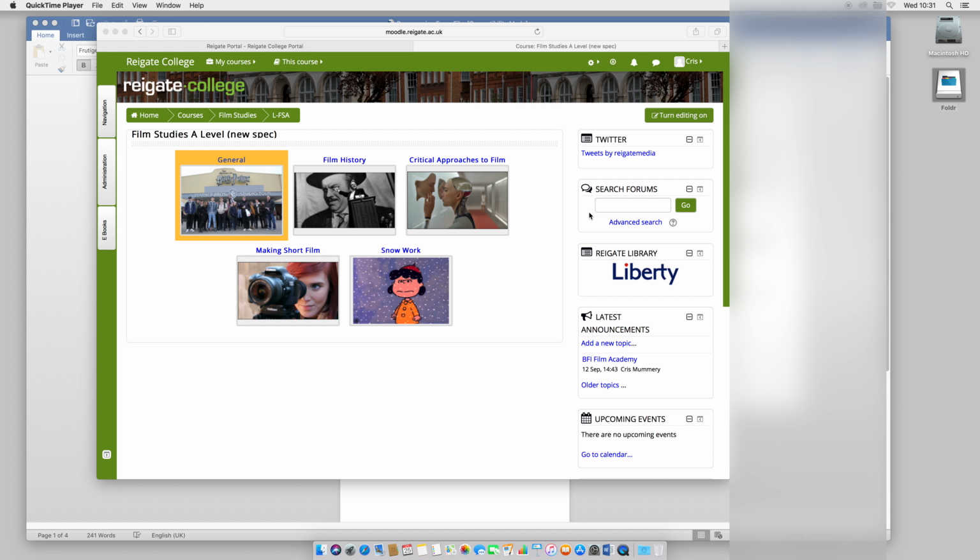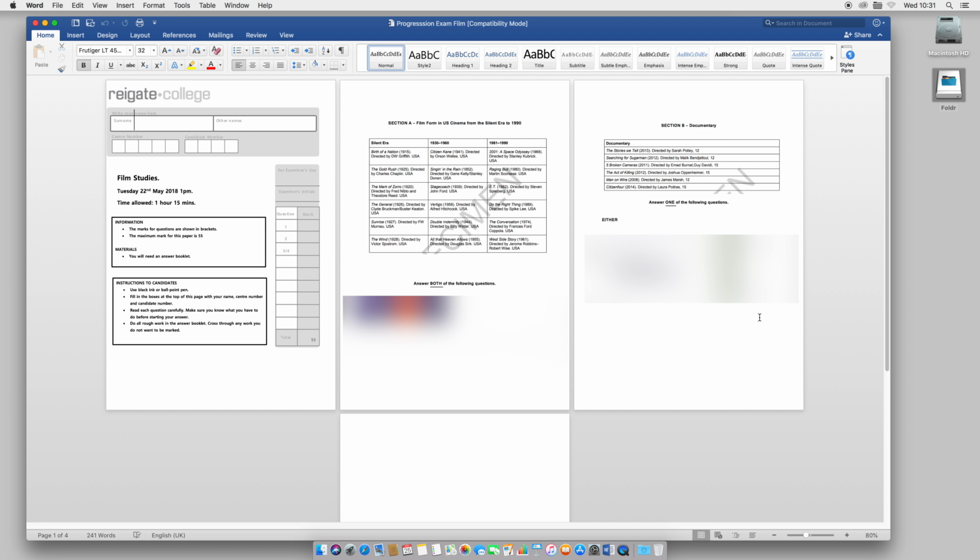Taking you through the upcoming Lower 6 progression exam, just going through the format of the paper, what you're going to be assessed on and how you should approach your revision. So I'm going to be going through Moodle with you, and also got a copy of the progression exam. Obviously the questions are not visible for obvious reasons, but this is what the paper will look like.